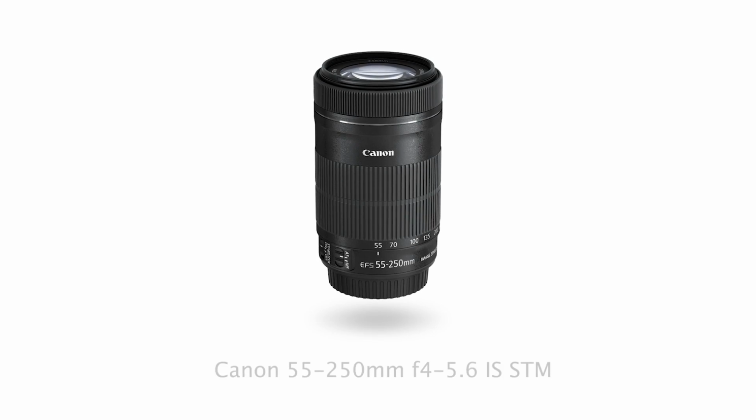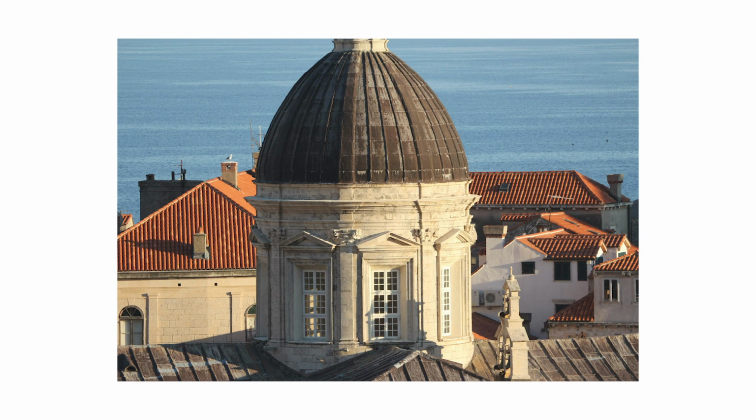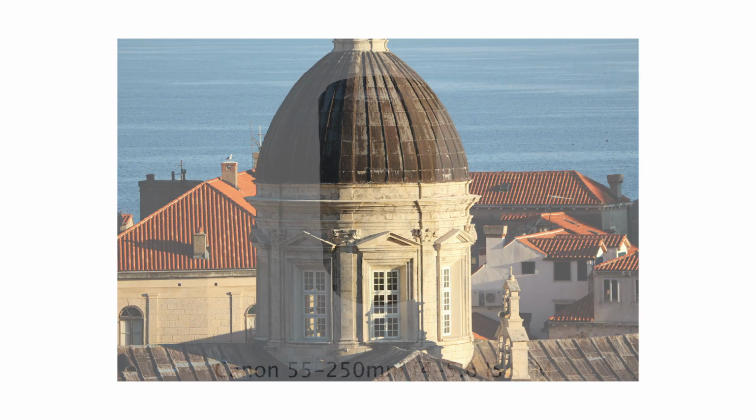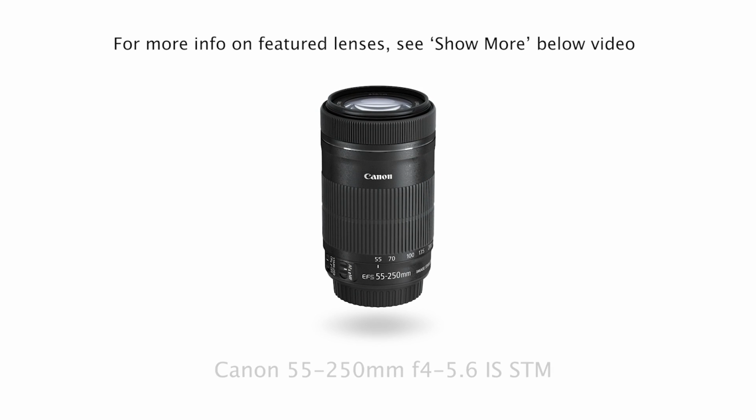Starting off with a Canon 55 to 250 millimeters. This is a really good telephoto lens for the money at around $300. It has image stabilization built in, which is essential when you're using a long telephoto lens, and an STM motor, so it's nice and quick and quiet at focusing.